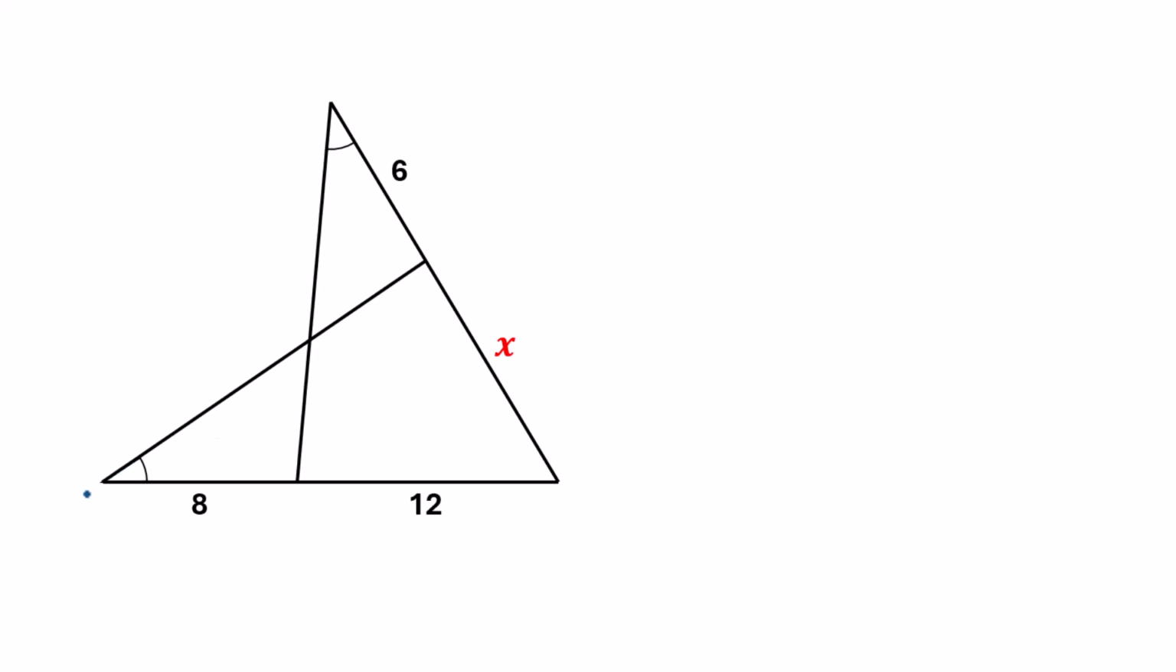Consider this triangle is A, B, C. This is a triangle, and this triangle consider as C, D, E. In these two triangles, triangle ABC and triangle CDE, angle A is equal to angle D.